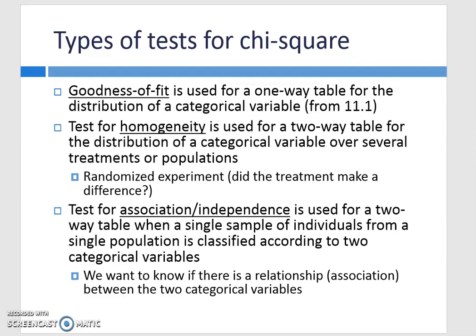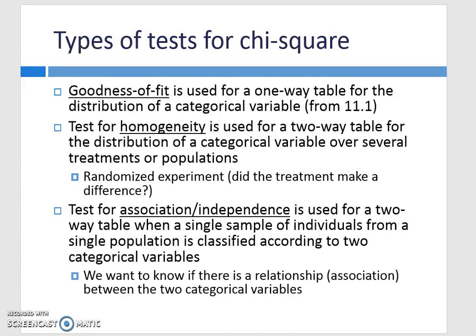And the other option is testing for association or independence. Still a two-way table, but now we have a single sample of individuals from a single population classified according to two variables. So we want to know if there's a relationship or an association between two categorical variables.